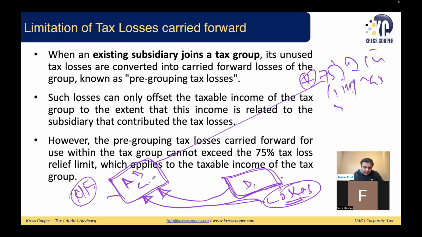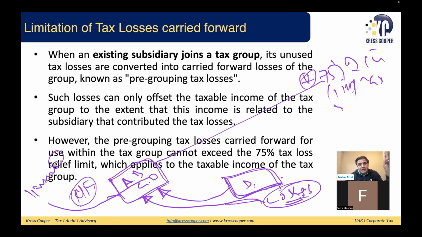Second, whatever the losses are, these can be adjusted from the income of D, assuming D has now become a part of the group and is generating income. So these losses of D can be adjusted against the D income only. Two conditions. First condition is maximum 75% of the group taxable profits, and these group taxable profits will be after considering D, the new subsidiary, as a part of the group.